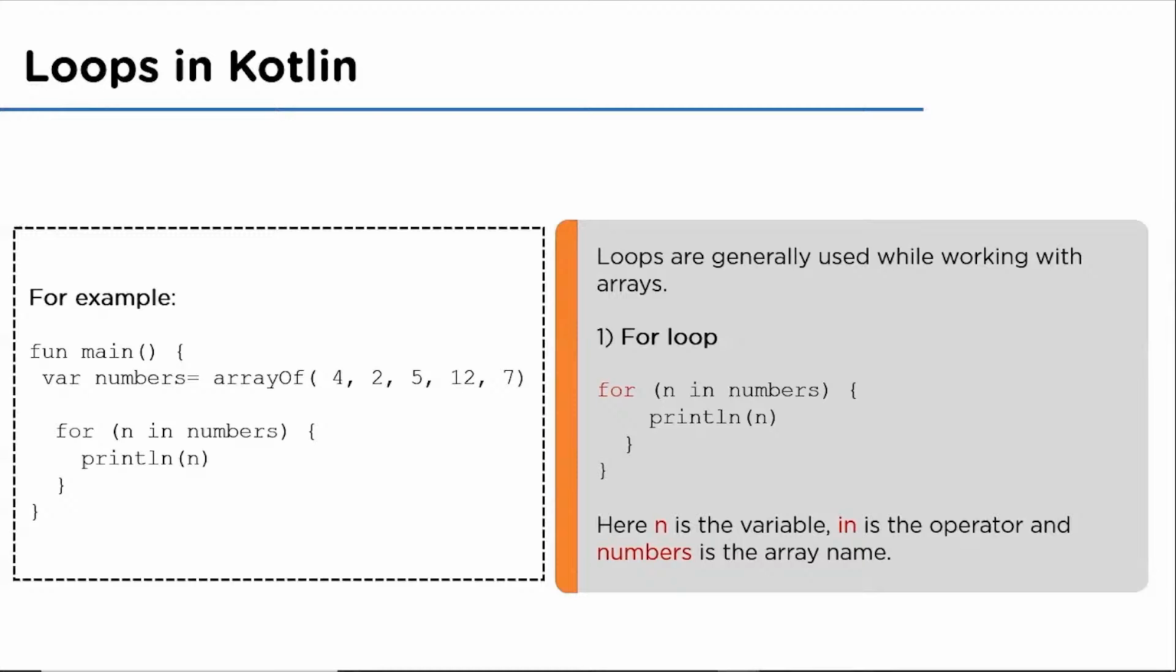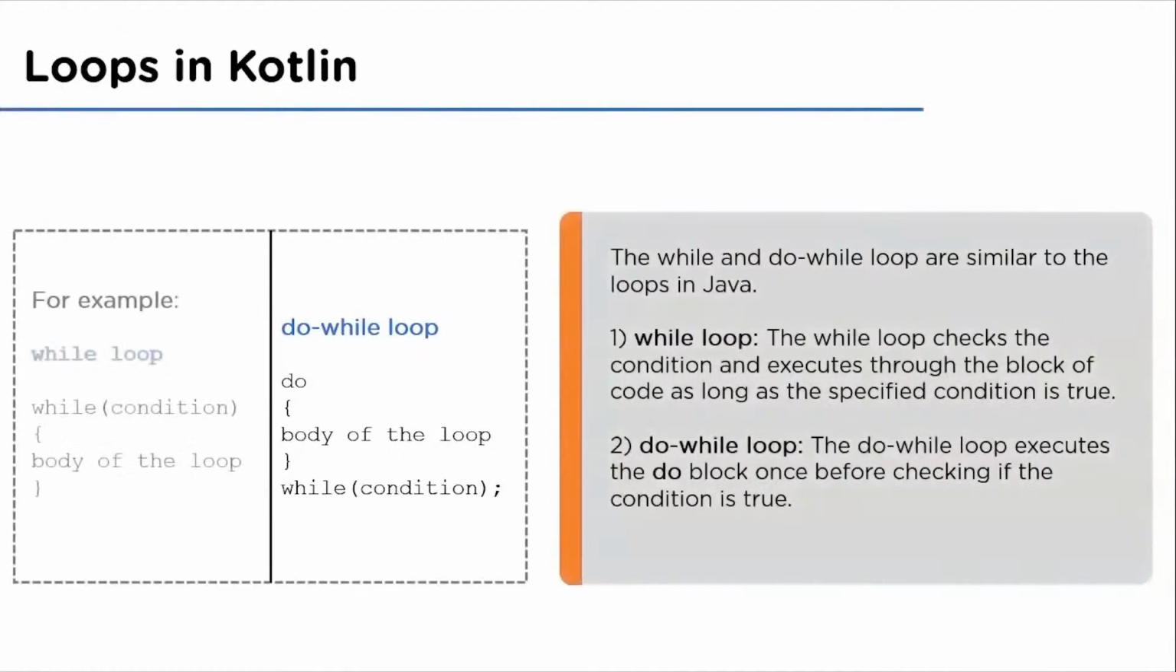Now, let's understand while loop and do while loop. Both these loops are similar to the loops in Java. The while loop checks the condition and executes the block of code as long as the specified condition is true. And the do while loop executes the do block once before checking if the condition is true, which means the loop will execute at least once even if the condition is not true.